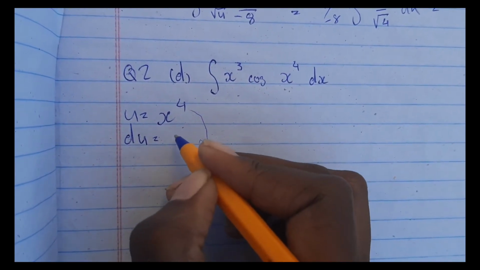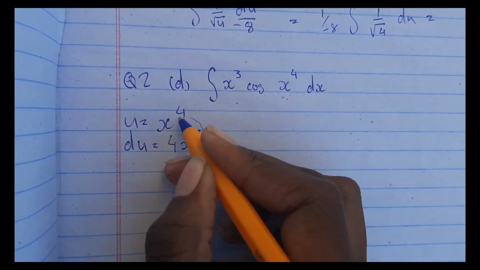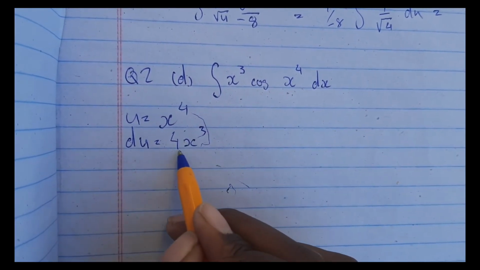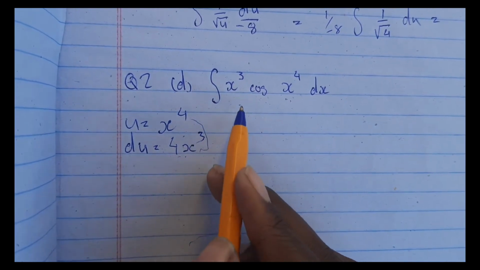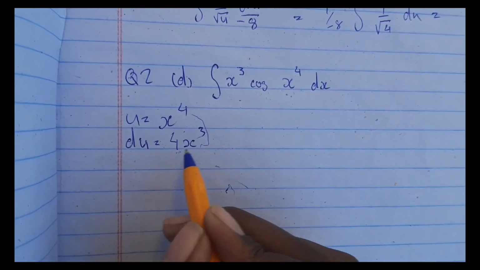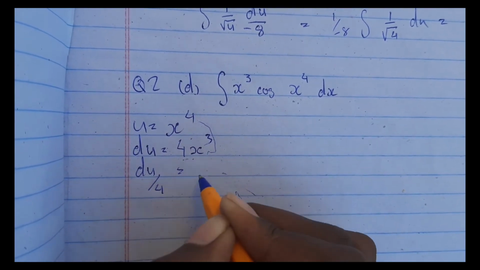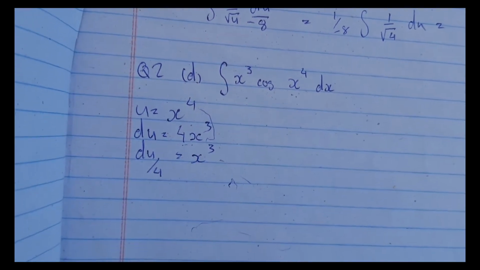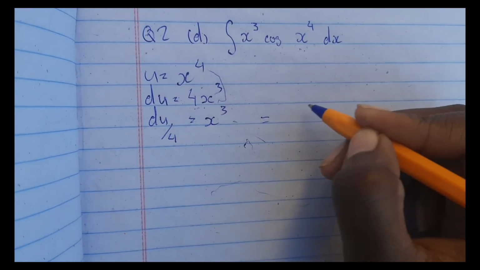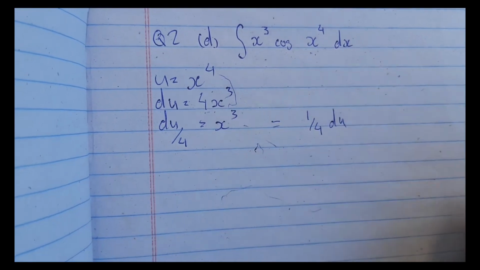So du, the derivative of this, will be 4x to the 3rd. We drop the power down and then we subtract 1. This 4x cubed does not match what's outside here, so we need to make it match. We're going to remove this 4 by dividing on both sides. So du divided by 4 is equal to x cubed. A simplified version of du over 4 is 1 over 4 du.